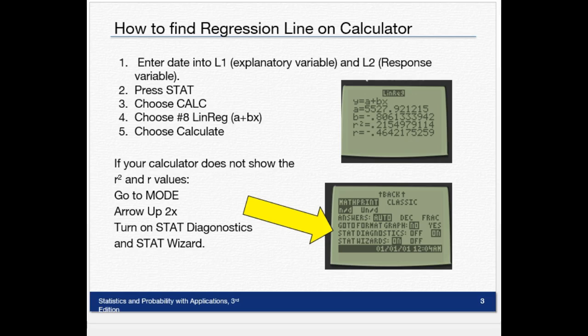So to enter in, you're going to enter data of the explanatory variable into list 1, and then in list 2, you're going to put the response variable data. Okay, you'll press stat, choose calc, and then number 8, linear regression, and choose calculate. All right. Now, this little bottom half, if your calculator doesn't show the r and the r squared values, then here's the steps to do that. So you may need to pause the video and make a note of that.